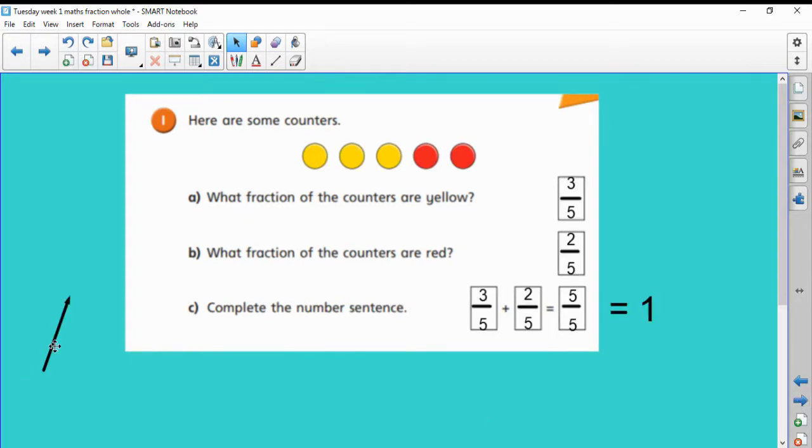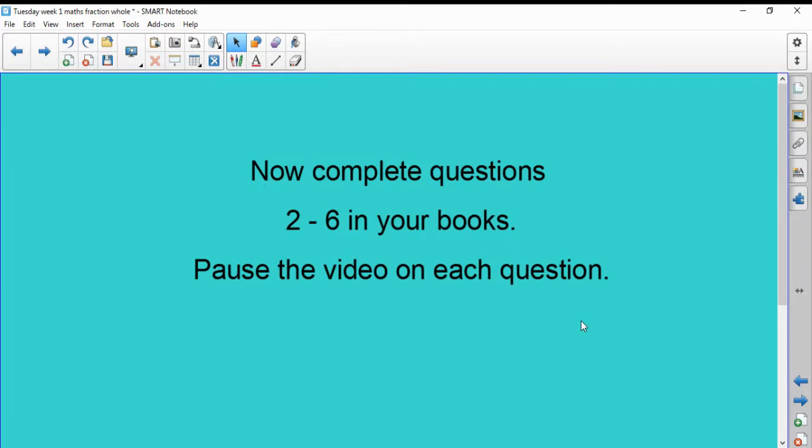So let's look at the answer. There were 5 counters. 5 becomes the denominator. Of the 5 counters, 3 were yellow, 3/5. The fraction of the counters that are red is 2/5. The number sentence is 3/5 add 2/5 equals 5/5, which equals 1 whole. Now complete questions 2 to 6 in your books. Remember to pause the video on each question.